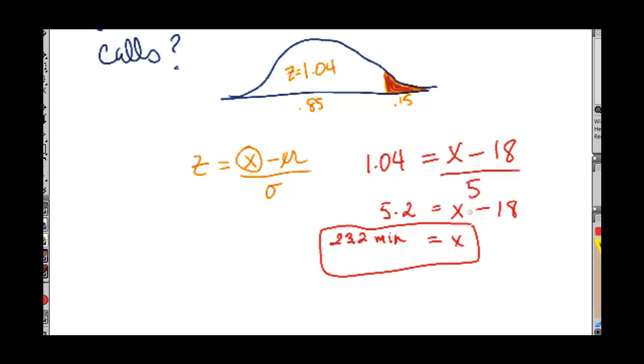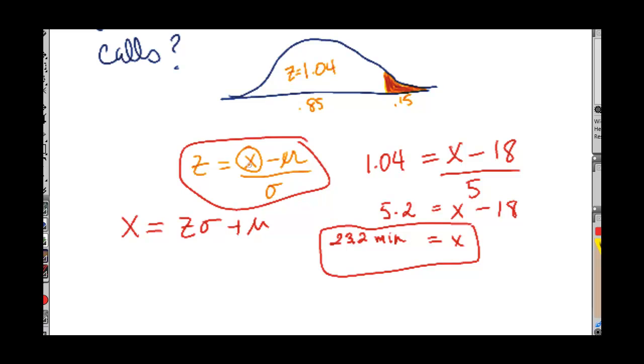So your call would need to be at least this long for it to be in the top 15%. Some books have another formula that they ask you to memorize, where it's z times sigma plus mu. But that's just this formula solving for x. So I just prefer to memorize minimal amounts of stuff. There's already too much stuff out there for you to think about, so you know how to solve equations. It's not too bad to do a little multiplication, addition, subtraction.